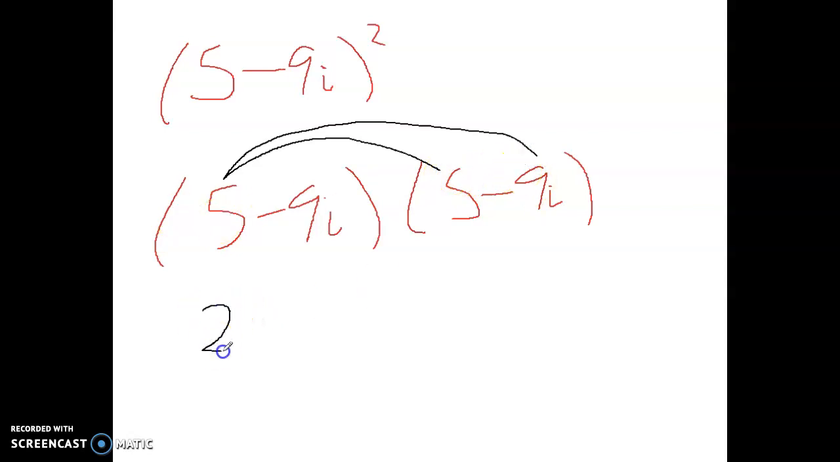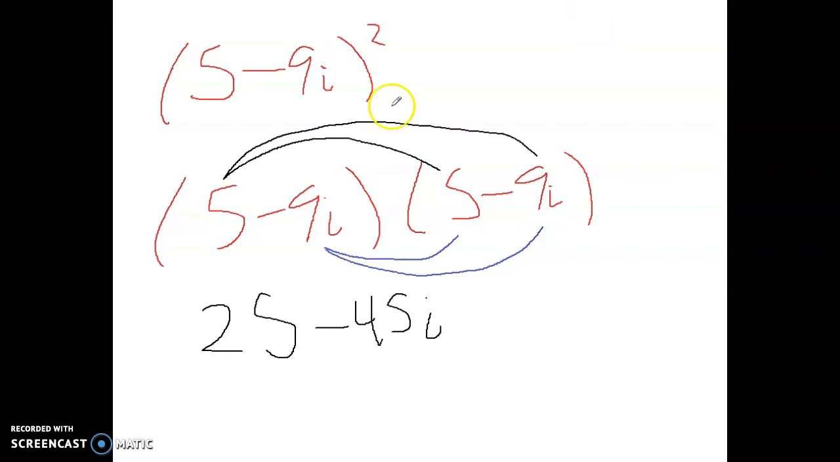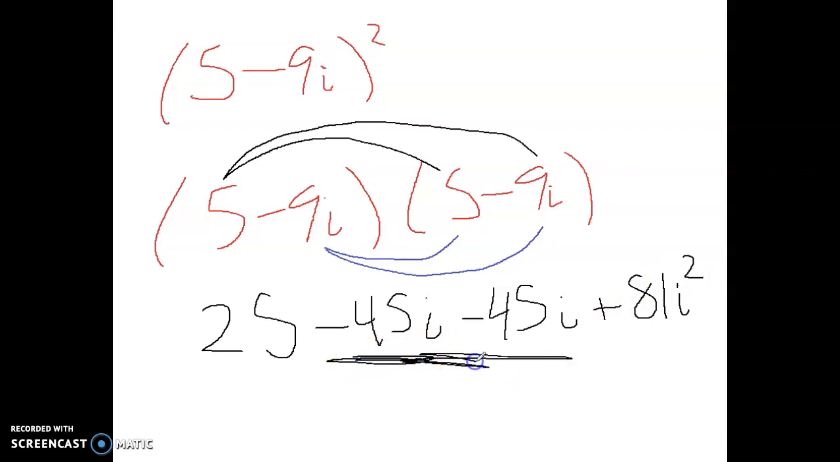So 5 times 5, you get 25. 5 times minus 9i would be minus 45i. And then you do the same thing with the second term here. You multiply it by everything. So minus 9i times 5 would again be minus 45i. And minus 9 times minus 9 would give you a positive 81. And i times i would be i squared. And so I'll let you reduce this. You can combine like terms. So minus 45 would give you minus 90i.